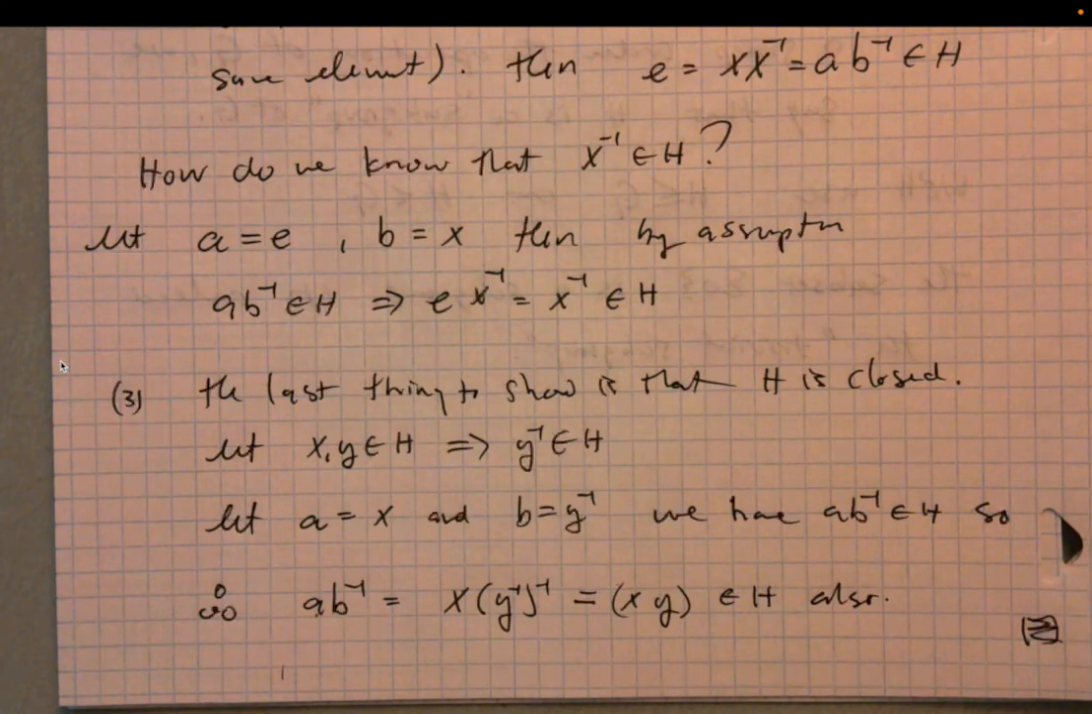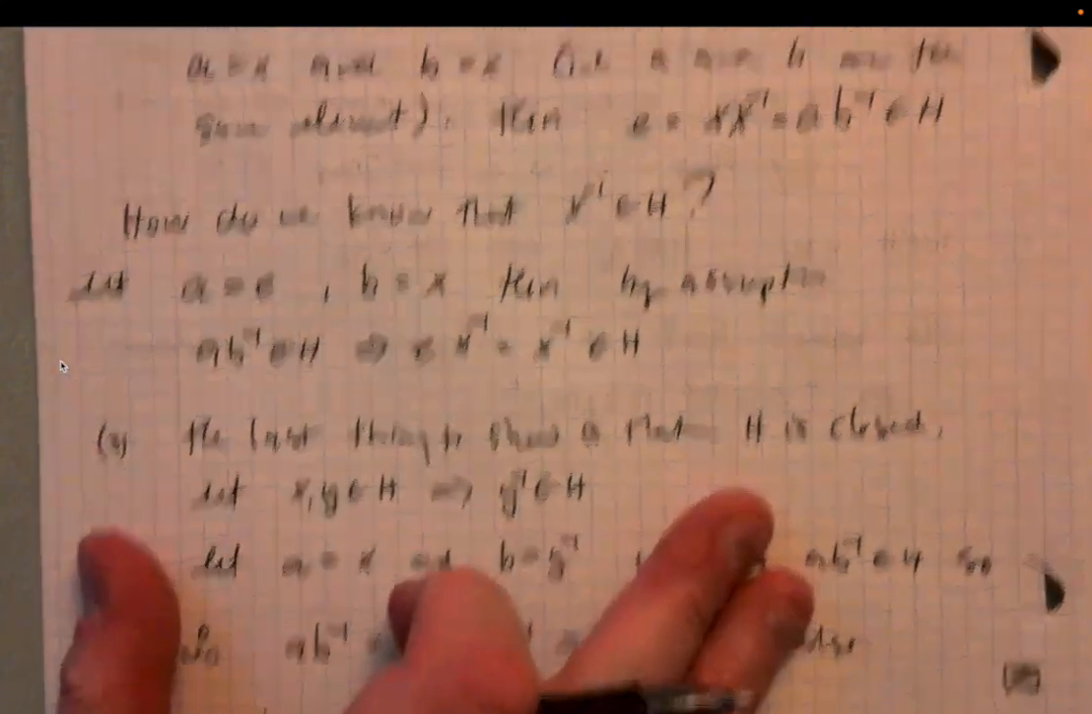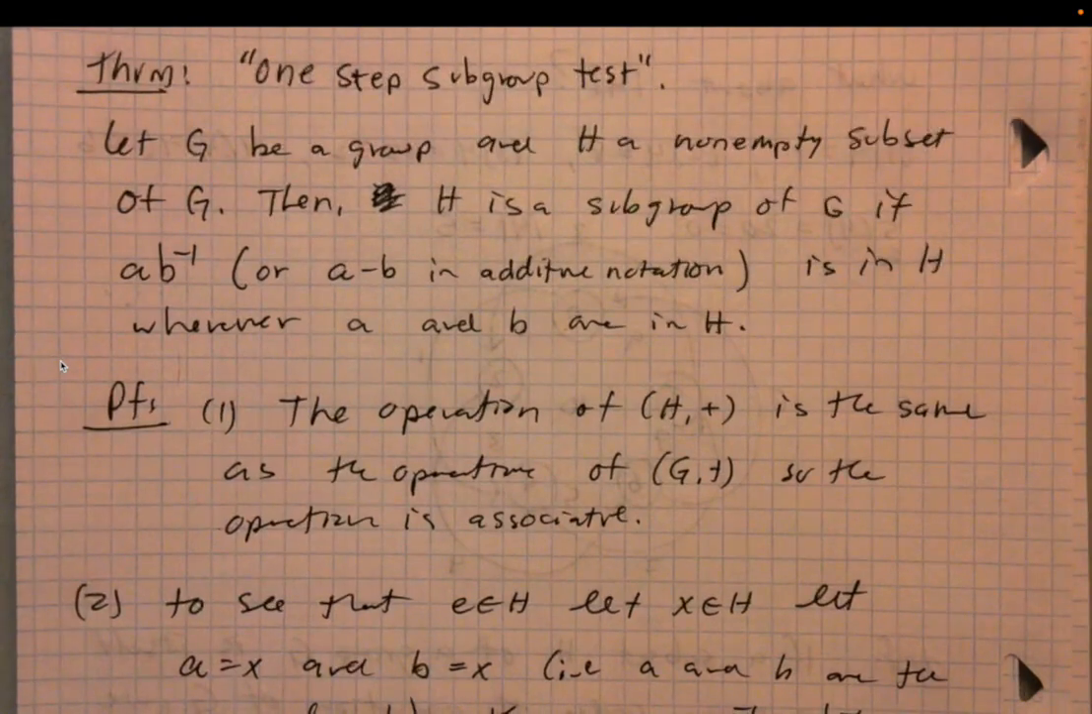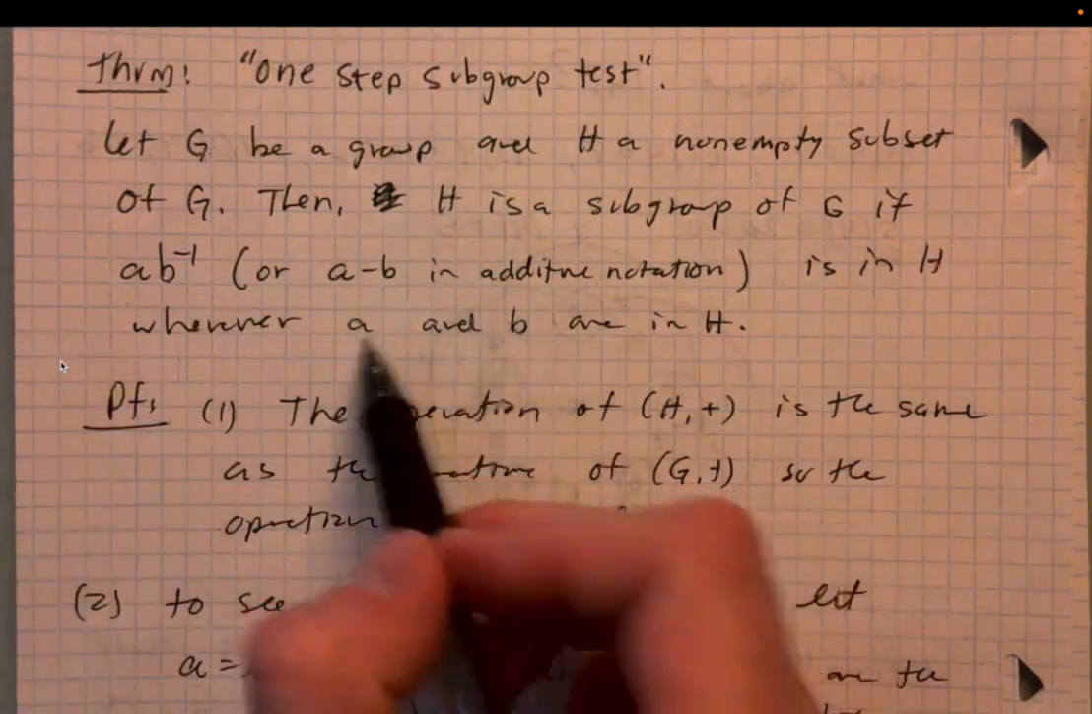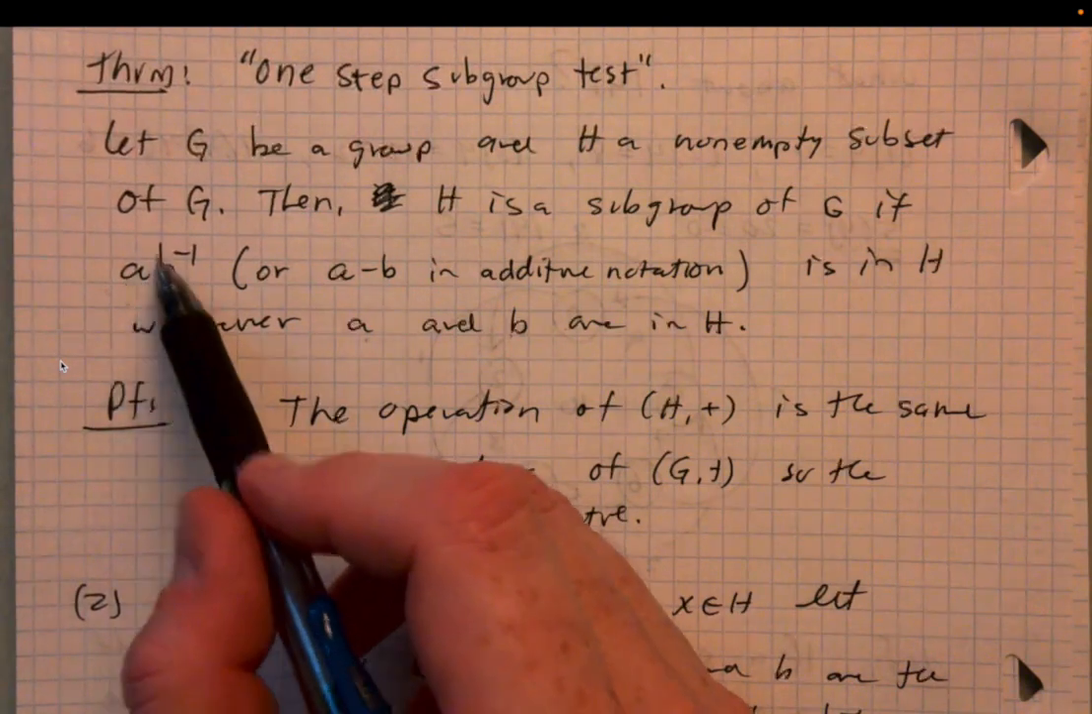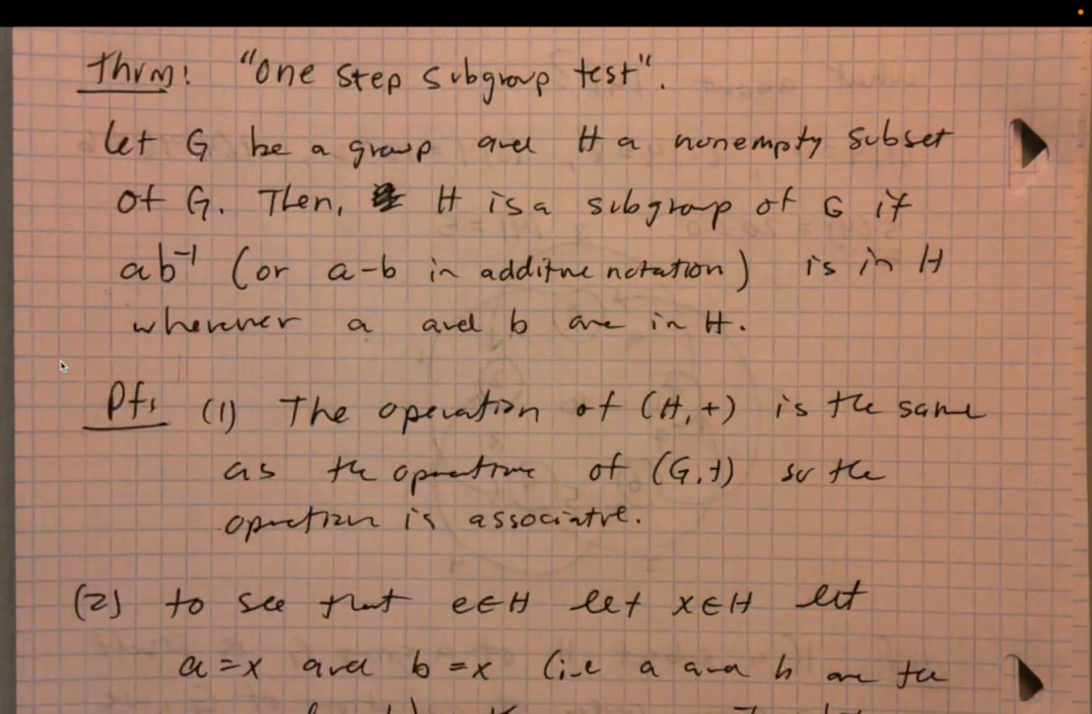So we have the identity, we have associativity, we have the identity in the subgroup or the subset, we have that inverses exist in the subset, and we have that the subset is closed. So those are all the properties that are required for a group, right? And H is assumed to be just a subset of another group G. It inherits the operation. That's where the associativity comes from, right? And so there we are, the one-step subgroup test. So all we need to show is that take any two elements of the subset and show that the product of A and B inverse is also in the subset.